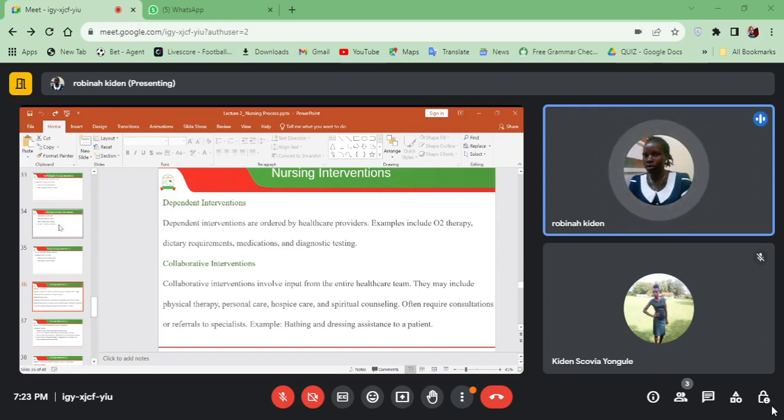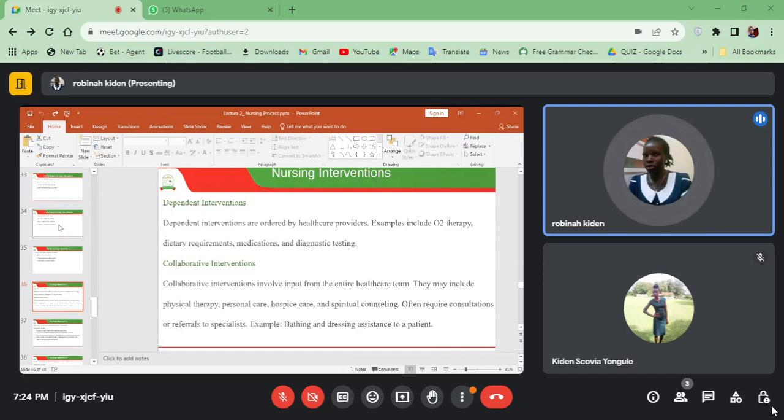Then we have collaborative interventions. These involve input from the entire healthcare team, and they may include physical therapy, personal care, hospice care, and spiritual counseling. They often require consultations or referrals to specialists. And the examples include bathing and dressing assistance to a patient. So those are the collaborative. They may not specifically be done by the nurse, but can be done with help from other disciplines.